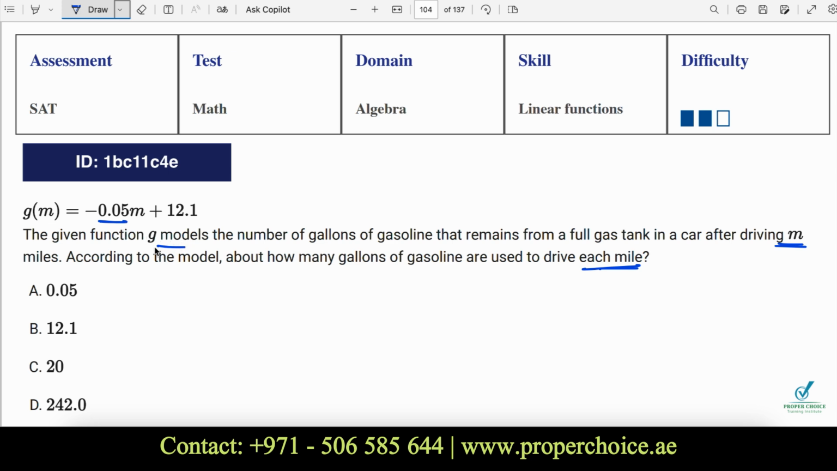It's 0.05 gallons per mile, and the negative sign indicates that this much amount is decreasing per mile. So the rate at which it is consumed per mile is gonna be 0.05, which is option A.